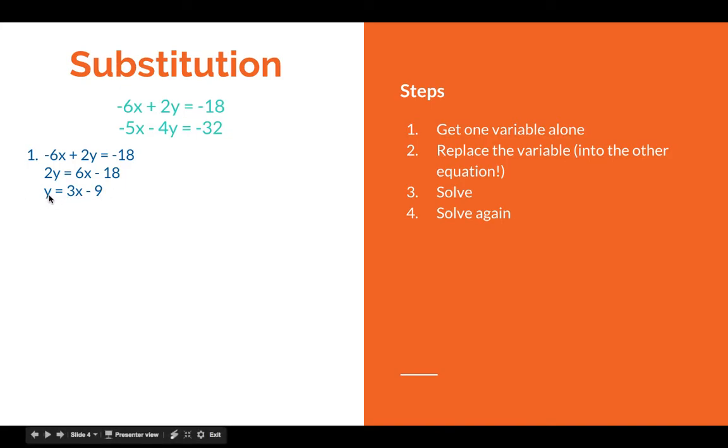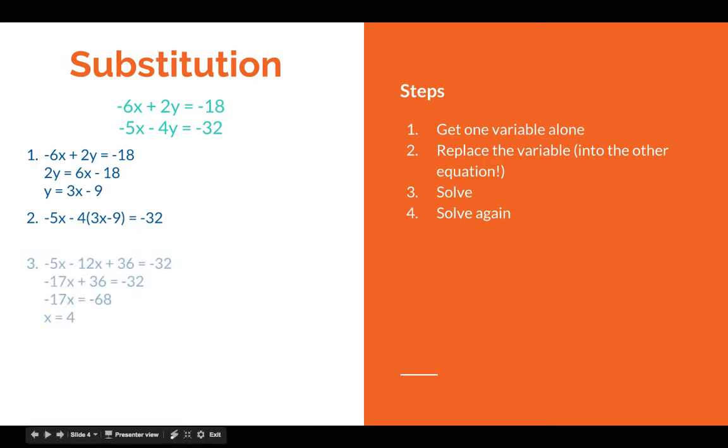So that means anytime we see y, we're going to replace it with 3x minus 9. Okay, moving on to step number 2. We are going to replace the variable into the other equation. Again, do not put it in the first one that you just got that. Put it into the second one. Okay, so now we have negative 5x, right from here, and minus 4. Remember, again, the minus is going to apply to 3x and the negative 9.